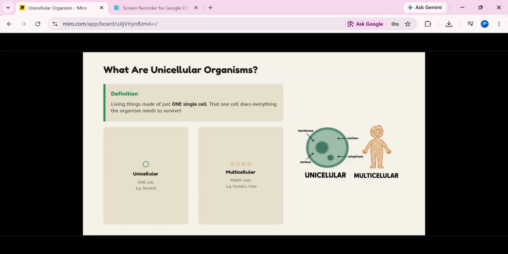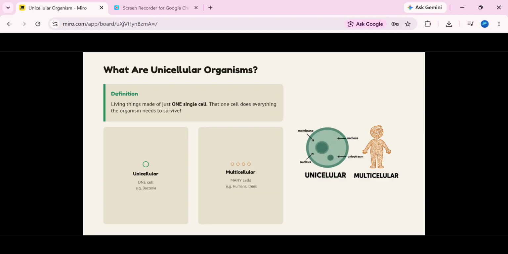The word unicellular is actually very easy to understand. Uni means one and cellular means cell. So a unicellular organism is an organism that is made up of one cell, but don't think that because it has just one cell, it is not a complete organism.